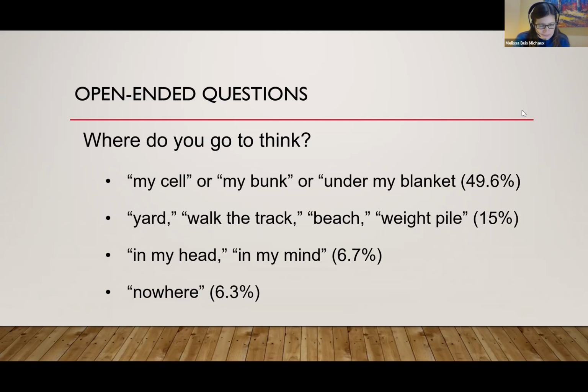We asked, where do you go to think? And the overwhelming response was in the cell or bunk. OSP has a very traditional layout, 6 by 9 feet cells made out of concrete blocks stacked in tiers, more than half of which are. So the idea that a cell is a place of refuge for thinking is a bit surprising. Just over 6% said that there was nowhere to go to think.